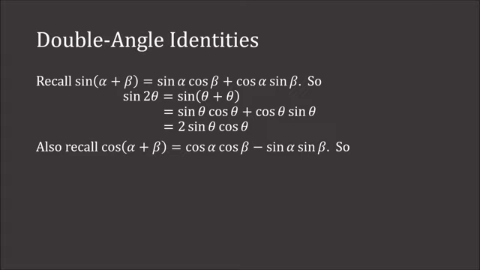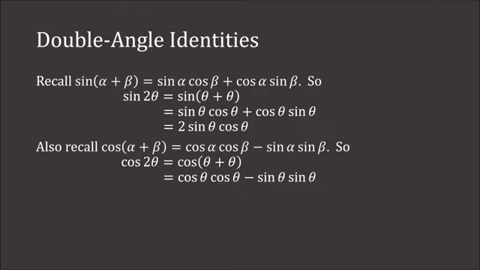Also recall that cosine of alpha plus beta was cosine of alpha times cosine of beta minus sine of alpha times sine of beta. So this means that cosine of 2 theta would be cosine of theta plus theta, which is cosine theta cosine theta minus sine theta sine theta, which is cosine squared minus sine squared. Now, if we actually use this, we can derive two additional double angle identities for cosine.